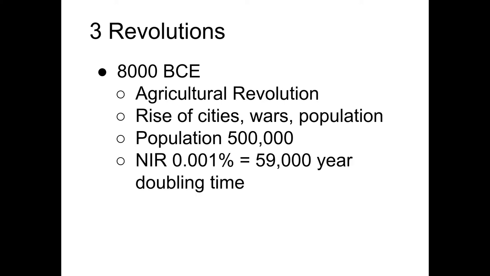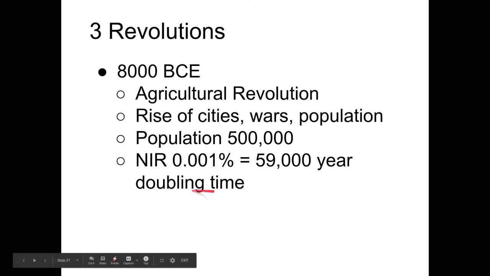The natural increase rate is the percent increase rate of the population, 0.001% for a doubling time of around 59,000 years. So I'll get into, in a minute, the relationship between the natural increase rate and the doubling time.